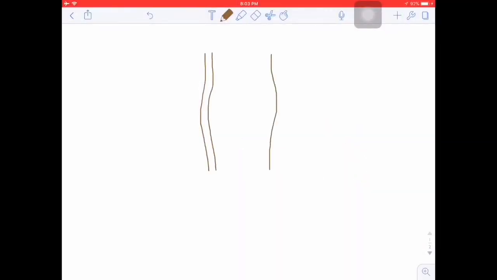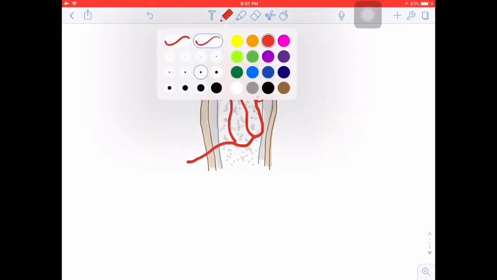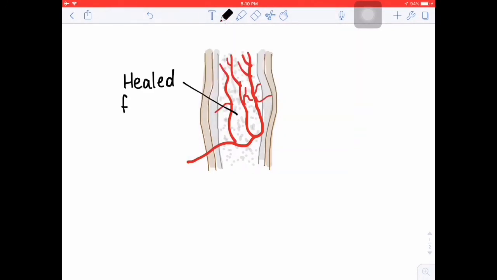Eventually, the internal and external calli unite. Compact bone replaces spongy bone at the outer margins of the fracture, and healing is complete. A slight swelling may remain on the outer surface of the bone, but quite often the region undergoes remodeling and no external evidence of the fracture remains.